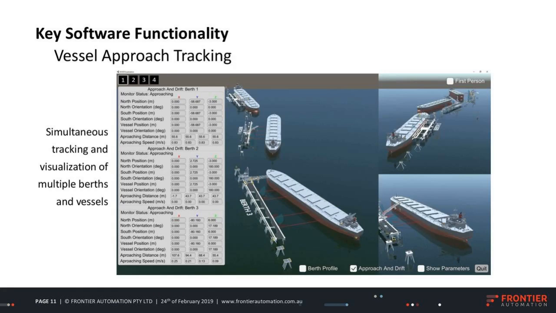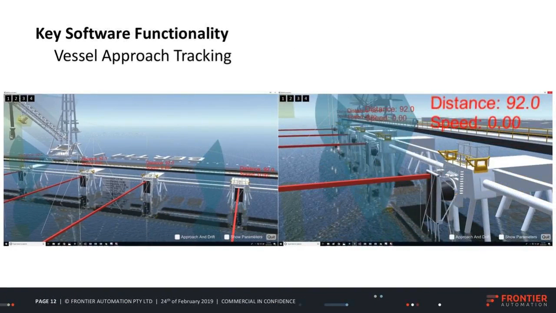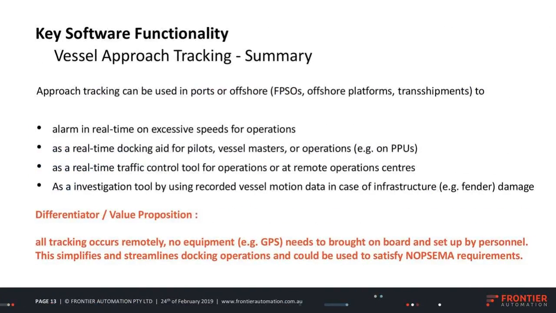So the approach tracking, just a bit of a visual on what that might look like. If you use it for traffic control, you can do these kinds of things where you always have visibility. You can use it in a control room. You can use it in a remote operation center, which some of our customers here in Australia are doing. And here's another visualization, in approach mode, of what you're tracking against the fender. So you can display these on board the vessel, if you like.